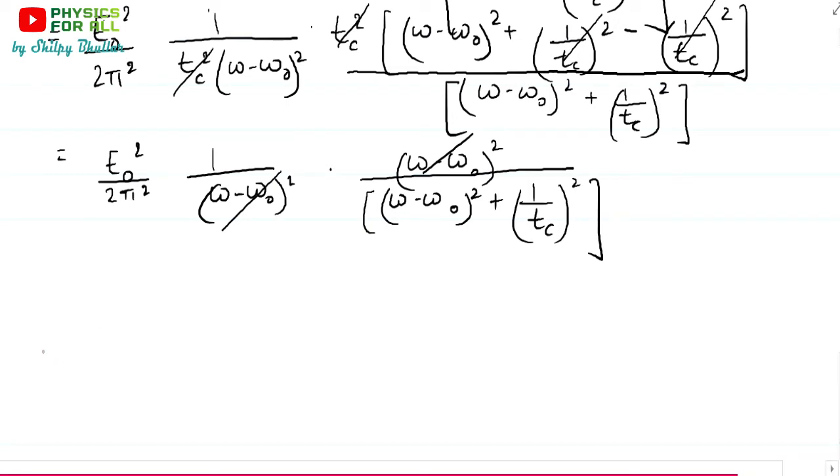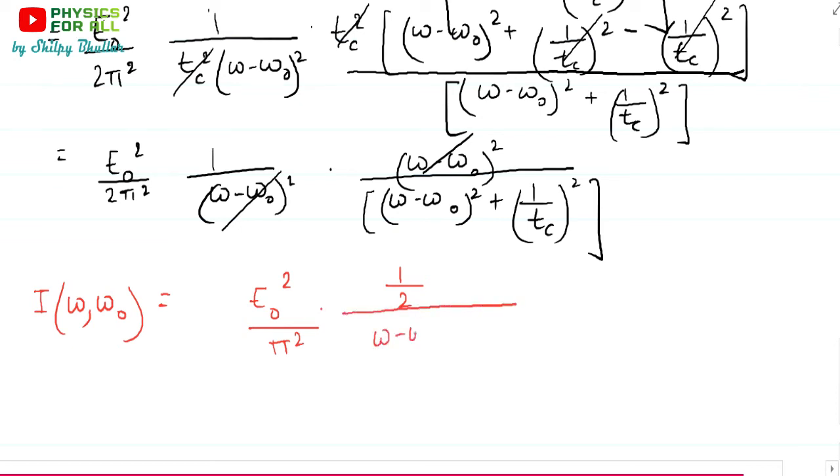Now this also gets cancelled with this, and ultimately the value of I(omega, omega naught) that we are left with is I(omega, omega naught) equal to E naught square upon, so now I'm going to just play with these terms. I'm going to write here pi square, and this is basically 1 by 2. So I'm going to write it here. So 1 by 2 upon (omega minus omega naught) whole square plus 1 by Tc whole square. This is the final expression of intensity distribution I(omega, omega naught).